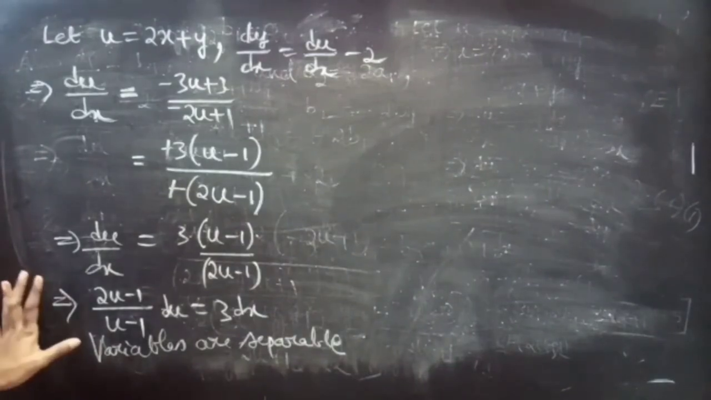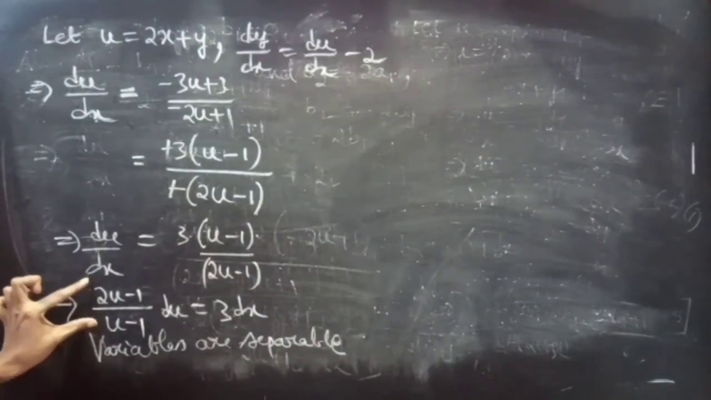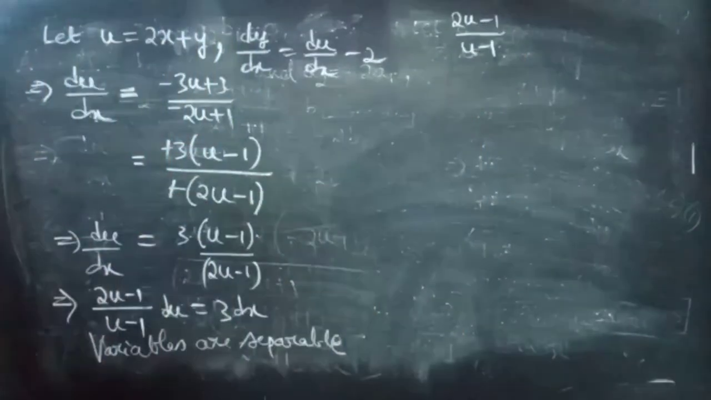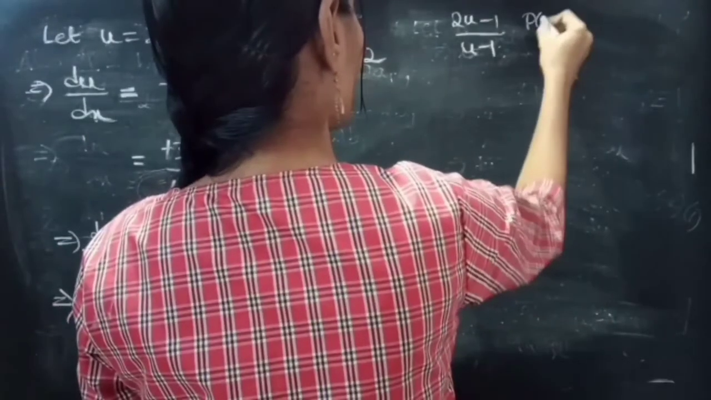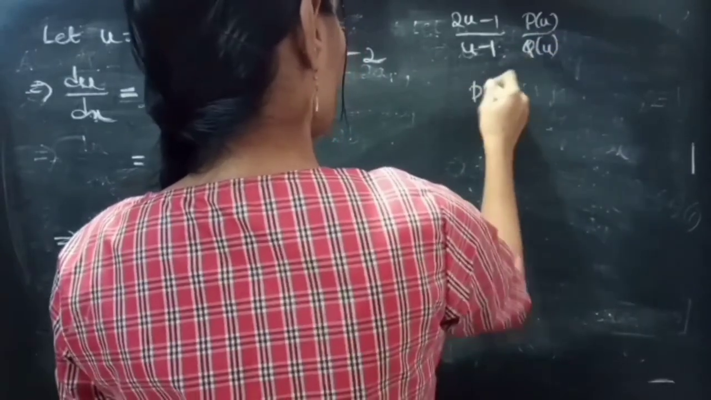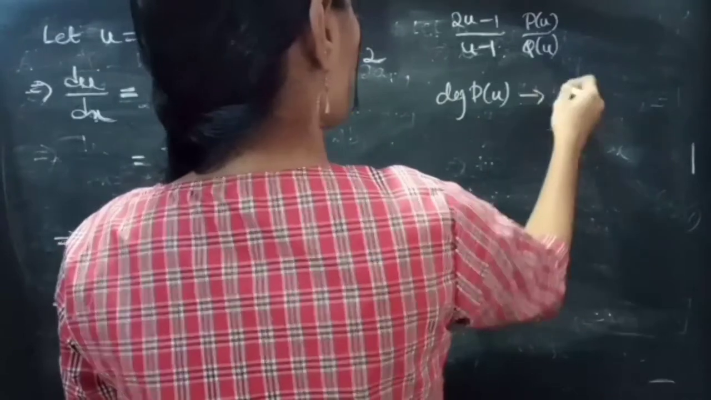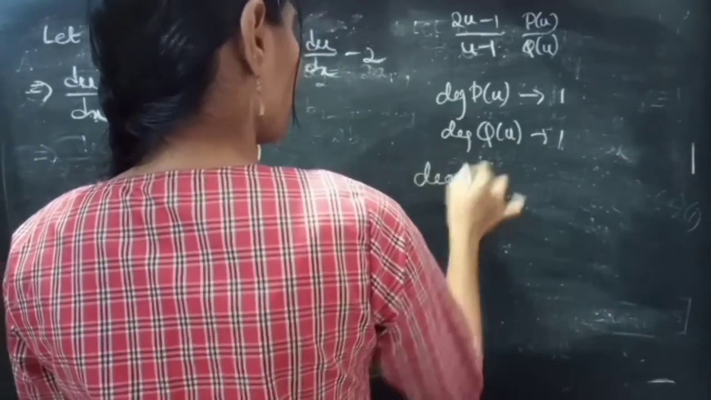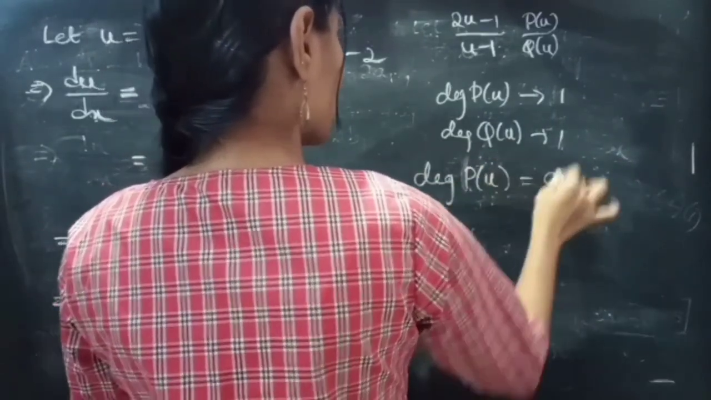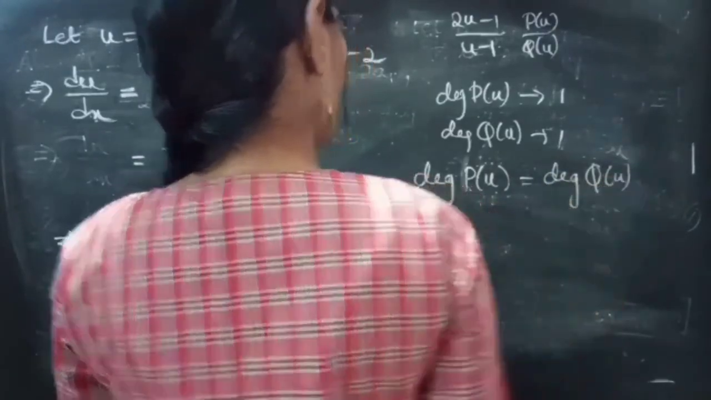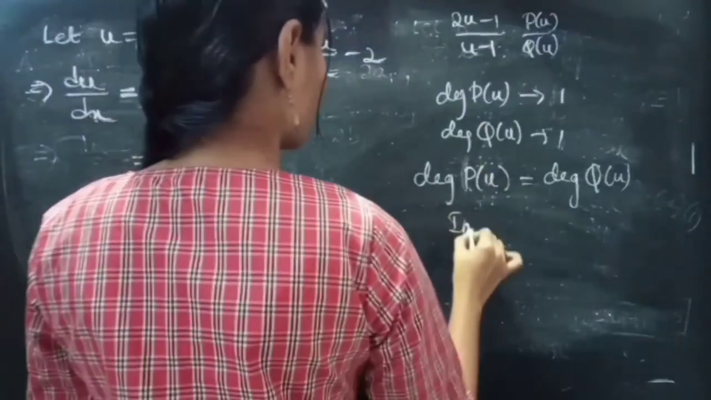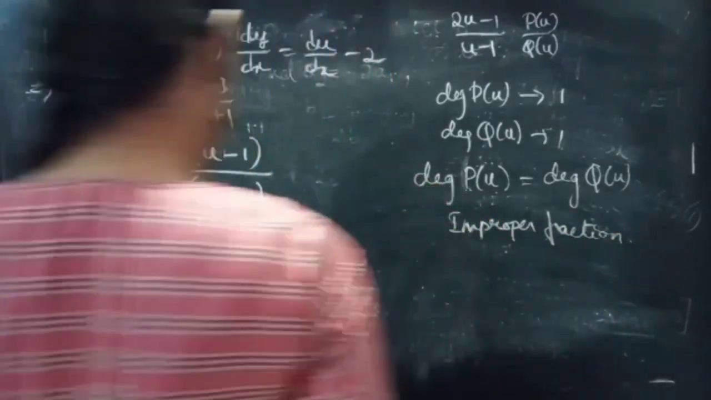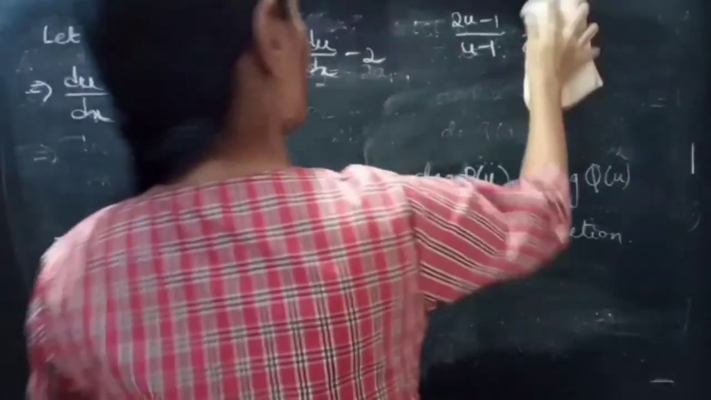Now, before performing integration, we'll change this improper fraction to a proper fraction. You have 2u minus 1 by u minus 1, right? If you represent it by p of u by q of u, the degree of p of u is 1 and the degree of q of u is 1. Since the degree of p of u equals the degree of q of u, we can say that the fraction is an improper fraction. So now we'll reduce this improper fraction to a proper fraction using the division method.